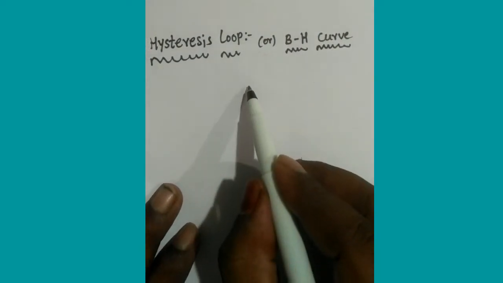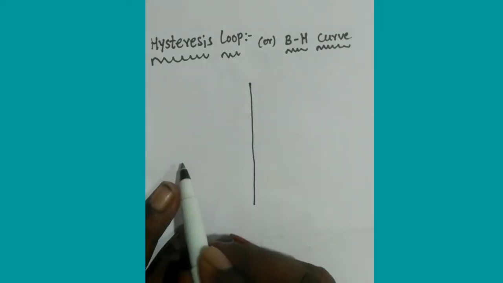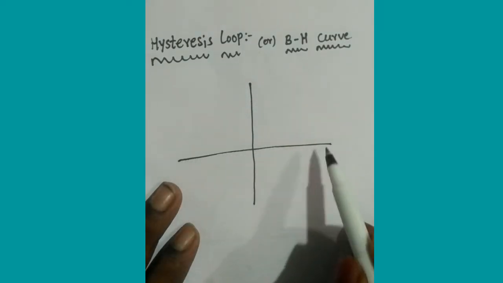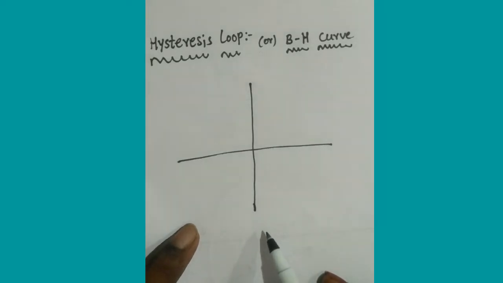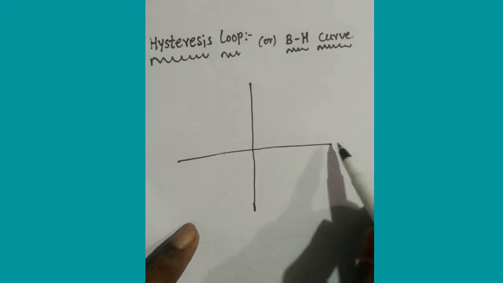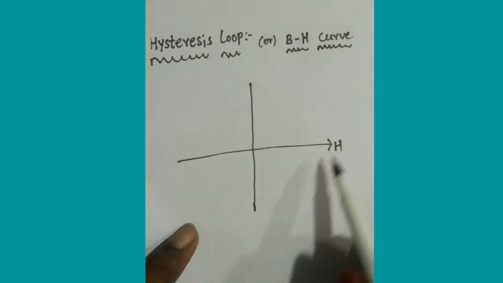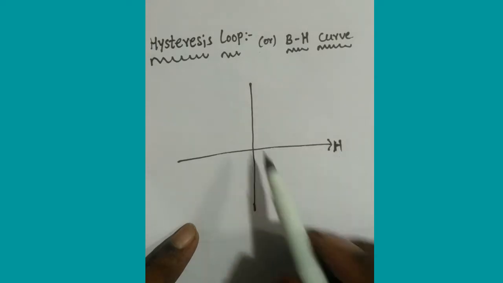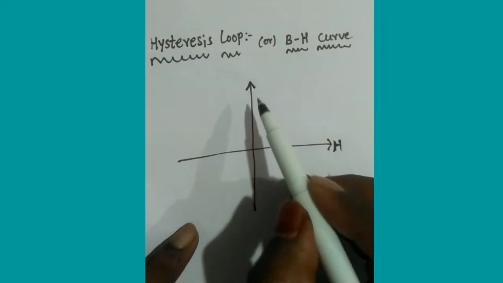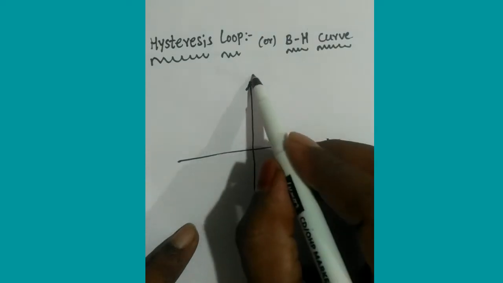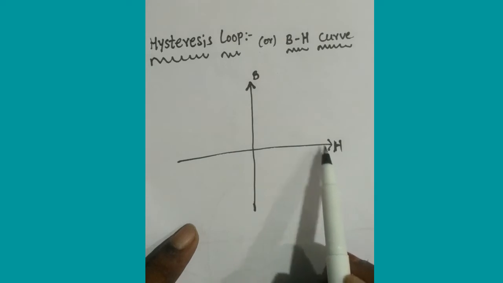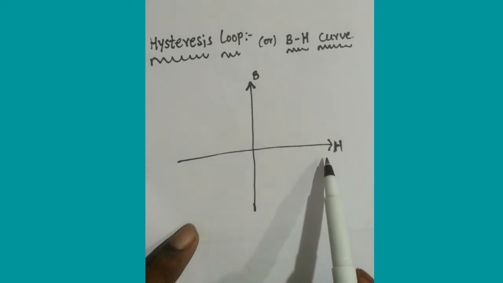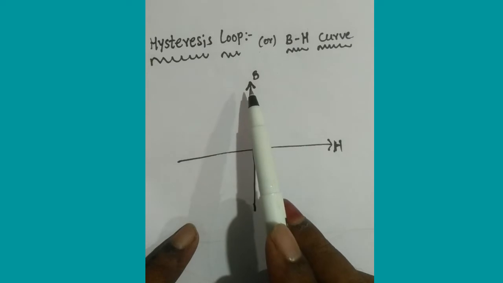Okay, so now we have to take the axes. This hysteresis loop is explained for ferromagnetic materials. Here we are giving the applied magnetic field intensity, so on the x-axis we take the applied magnetic field intensity. The variable component is the magnetic induction, so I am keeping that on the y-axis. The graph is drawn between the applied magnetic field intensity and the magnetic induction.